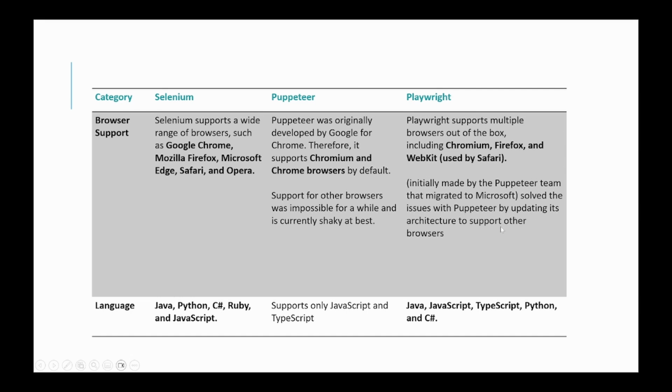Got it? Next is language. Selenium supports different programming languages, which are Java primarily, and Python, scripting, and C#, Ruby. Playwright supports similar languages, but Ruby isn't supported here, so you have to make it clear. But Puppeteer supports only JavaScript and TypeScript, got it?